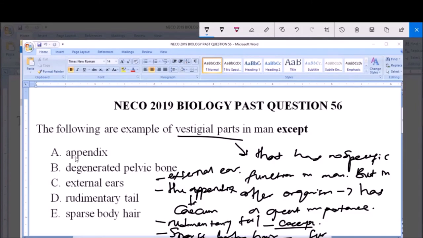Now, looking at the options. Option A says appendix, which is a vestigial part. Option C says external ears, which is part. Rudimentary tail is part. And sparse body hair is part. But the only option here that is not an example of a vestigial part in man is option B, degenerated pelvic bone. And that is the answer to this question.